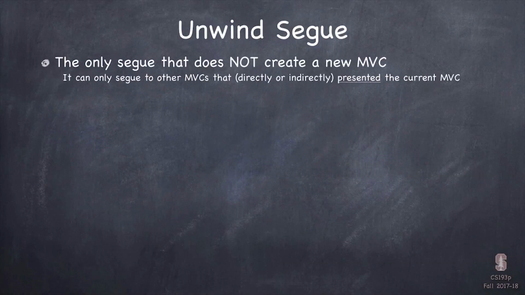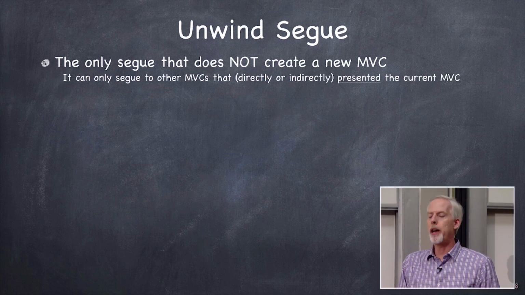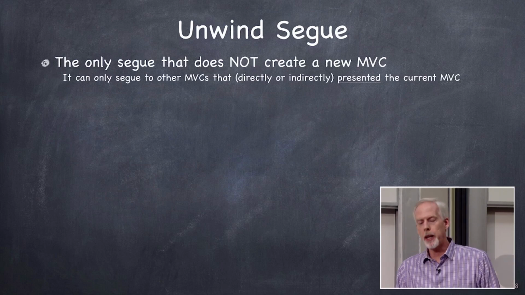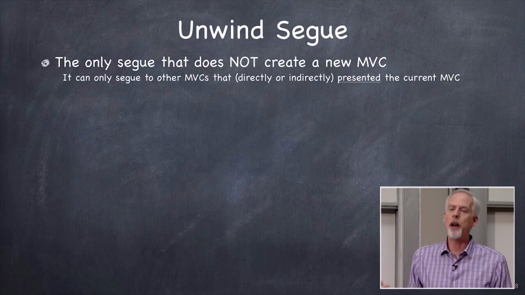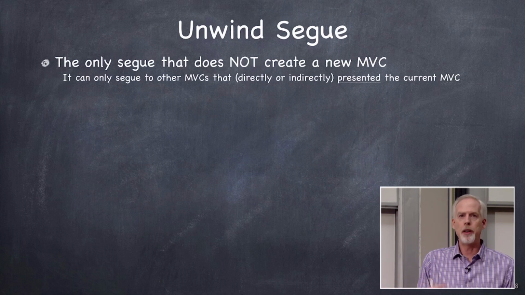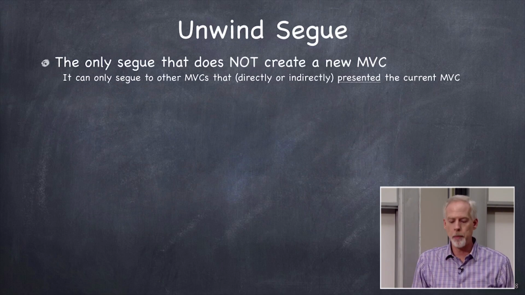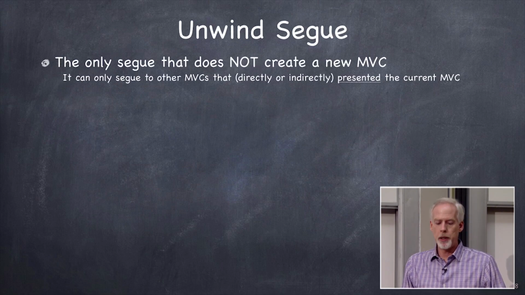Okay, the next segue we're going to talk about is Unwind, the Unwind segue. This is the only segue in iOS that does not create a new MVC. I just want to remind you that all the segues we talked about before always create a new MVC. Even show detail in split view controller replaces the detail with a new MVC. And certainly all the other navigation, pushing on the stack, modally obviously creates one and puts it up, but Unwind does not. It's the only one that does that.